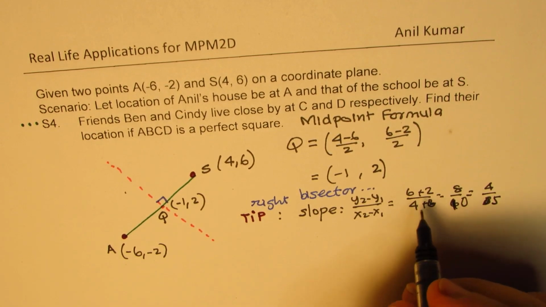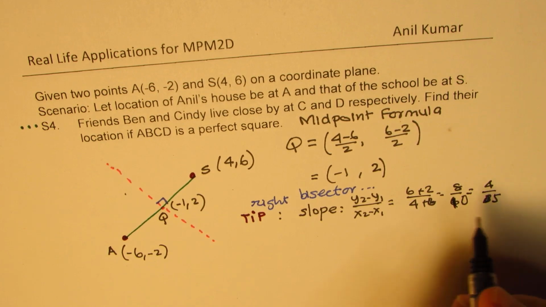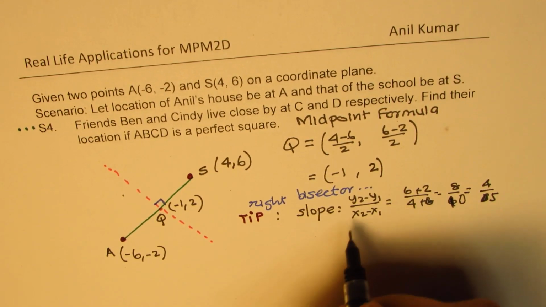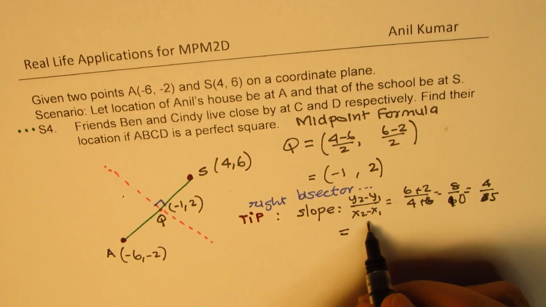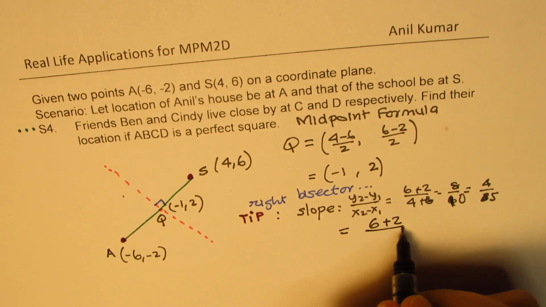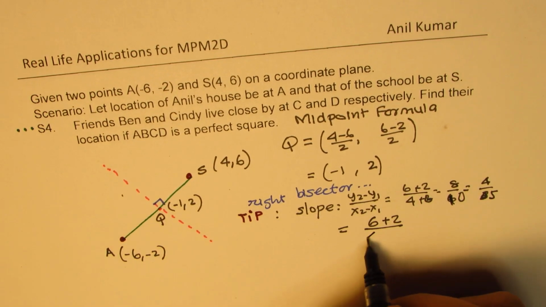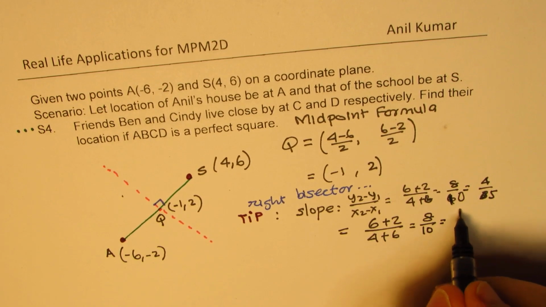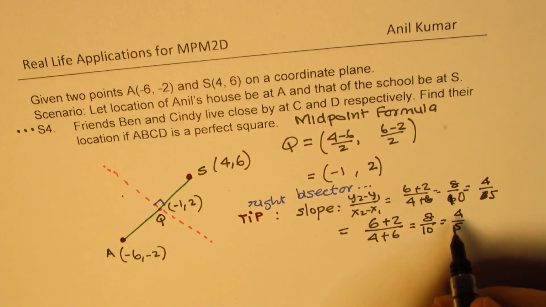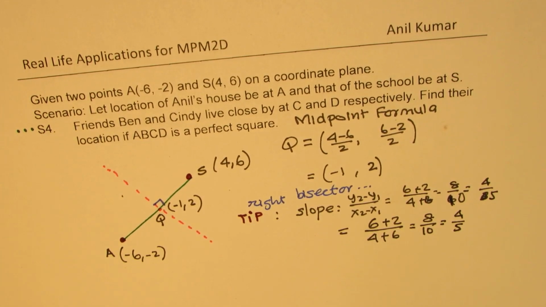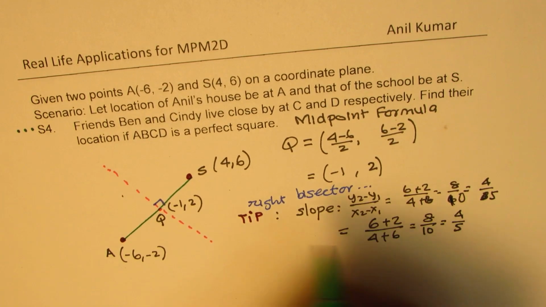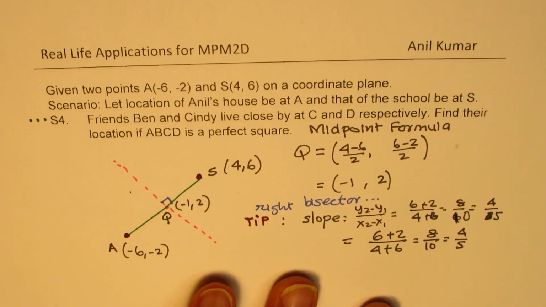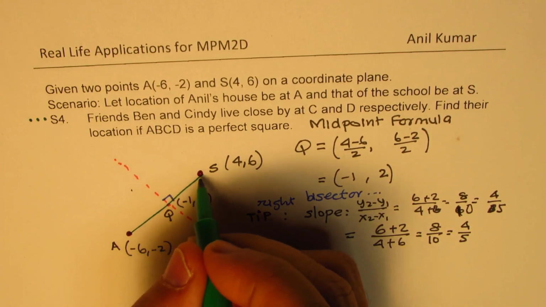So let me rewrite this. So the slope here is basically, okay, 6 plus 2 over 4 minus 6 it was, so 4 plus 6, which is 8 over 10 or 4 over 5. Okay, correct. So that is what it is. So that really means that you have to go up 4 and then right 5 to get to this point from Q to S, right?